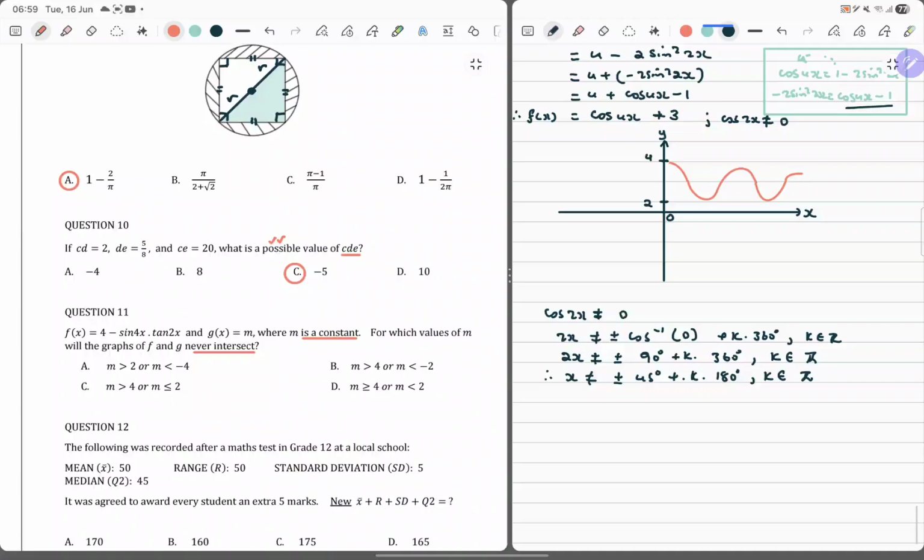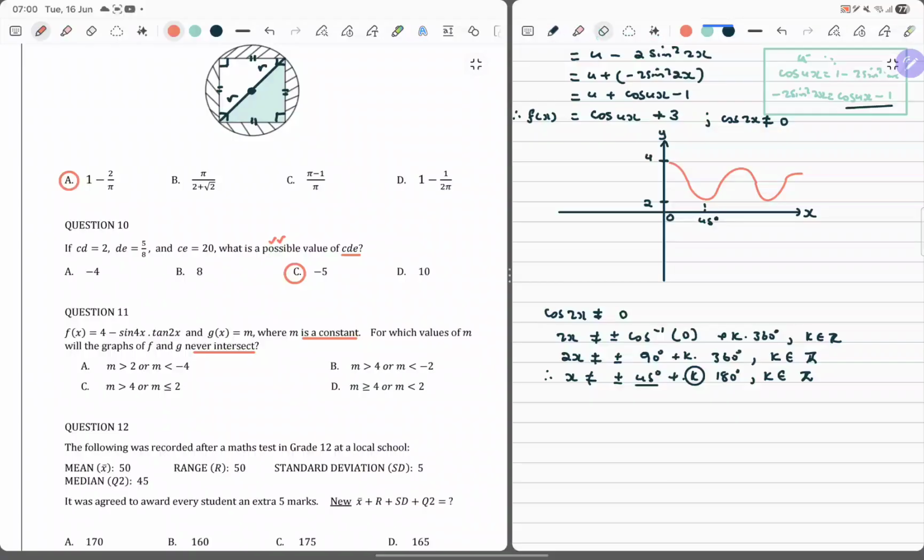Now that's the situation. Considering k is 0, this would be plus or minus 45. Now let's see what is the case in this scenario when the angle is 45. 45 times 4 is 180. Cos of 180 gives us a minimum. So this means this would be a value at the minimum.